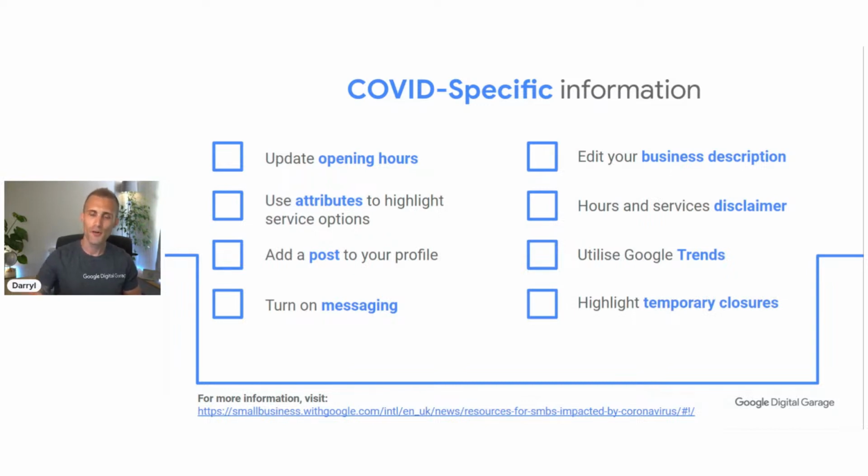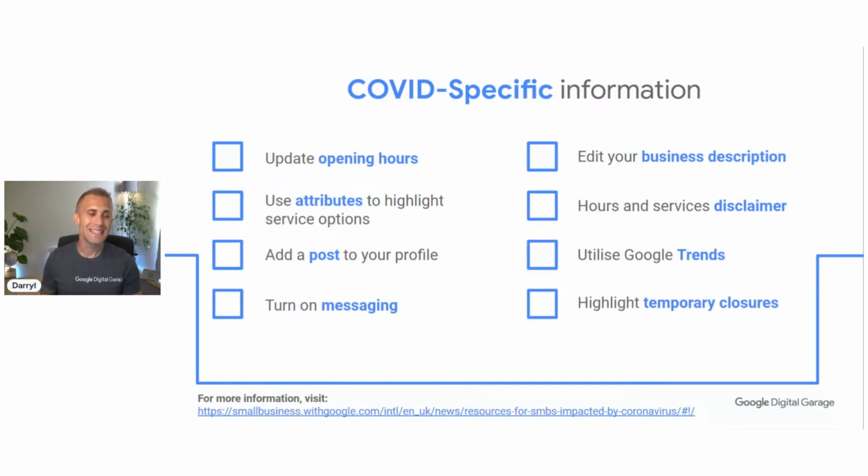Business description, already been through that one. Important that we update that on a regular basis. Hours and services disclaimer. Next one, utilize Google Trends. Now, a quick one for those who haven't heard of Google Trends. Hopefully, Tessa will be able to pop that into the chat. But Google Trends is a fantastic free tool that Google offers to anyone that wants to use it, which will help you understand what keywords people are using around a specific phrase or word. What's the popularity of those keywords to find out what's trending.